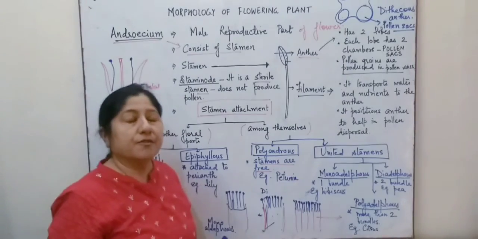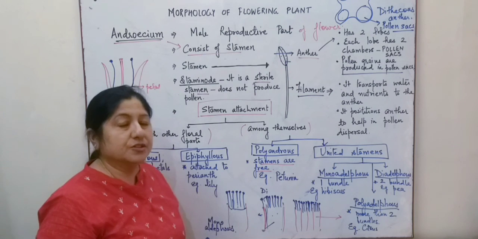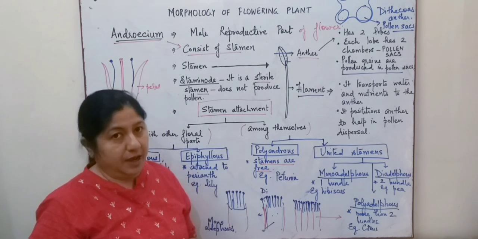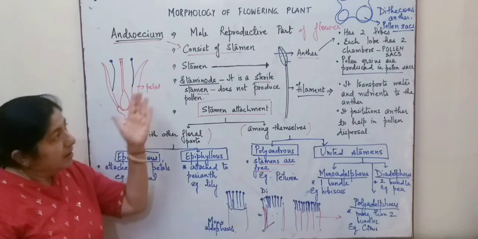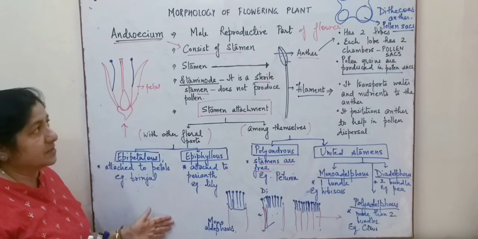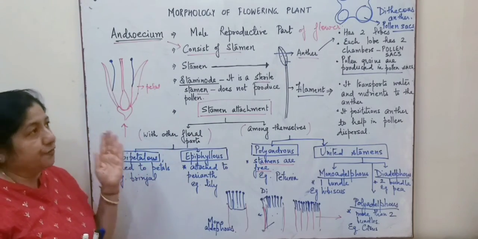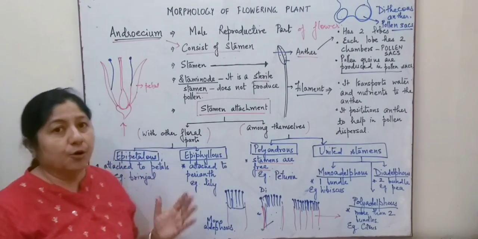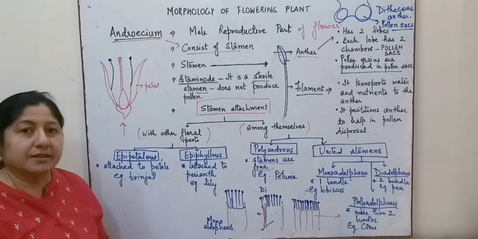Also, various types of attachment of the anther to the filament are observed in different kinds of flowers. So here we are with the male reproductive parts of a flower, which chiefly consist of the stamen. I hope you are able to understand the structure.